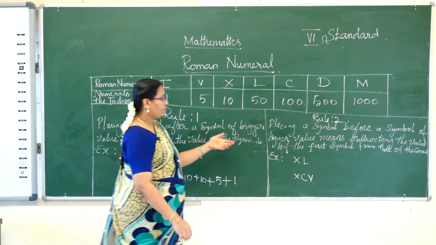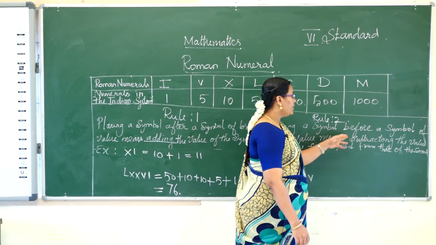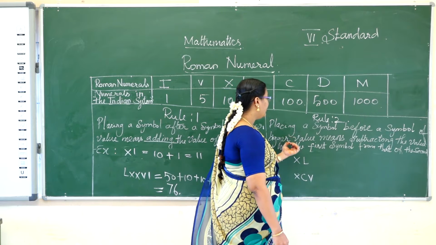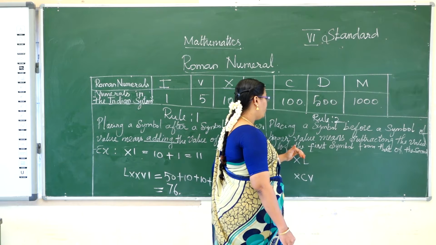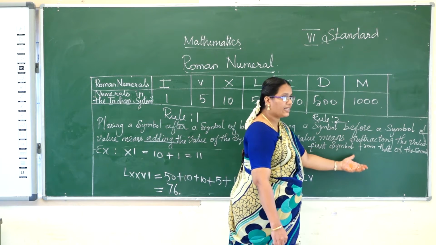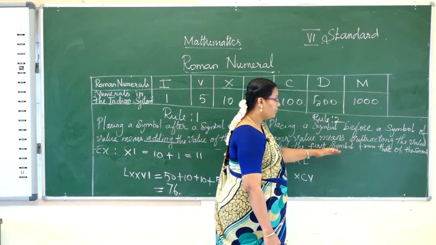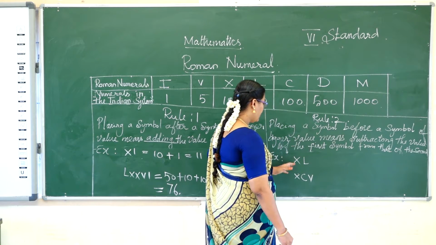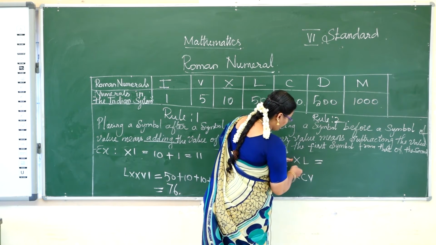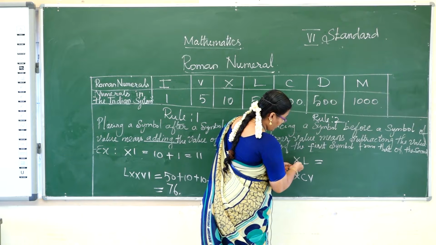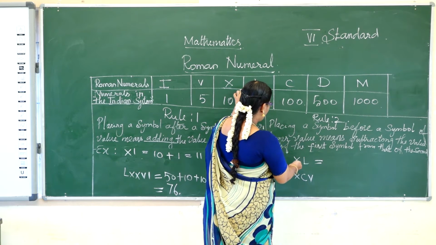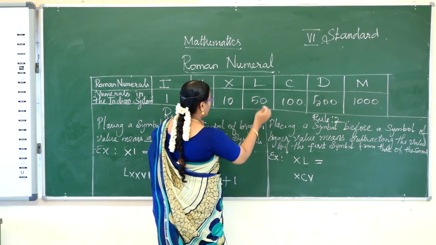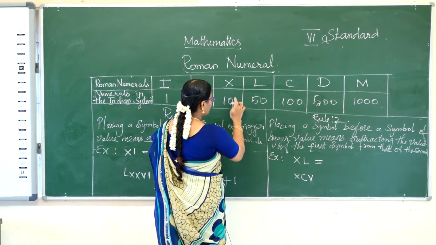Okay. Next rule, rule number 2: placing a symbol before a symbol of bigger value means subtracting the value of the first symbol from the second one. That is one of the examples. X means 10. Here L. L is the largest value. L value is 50. X value is 10.